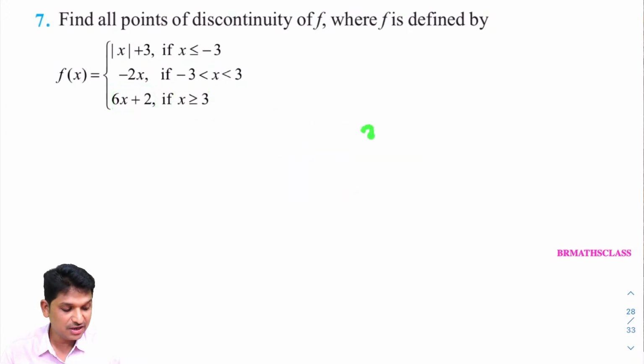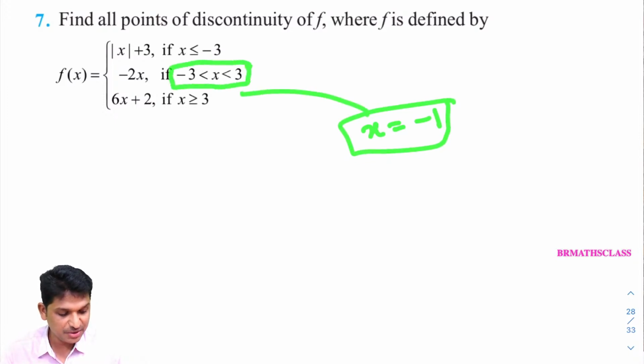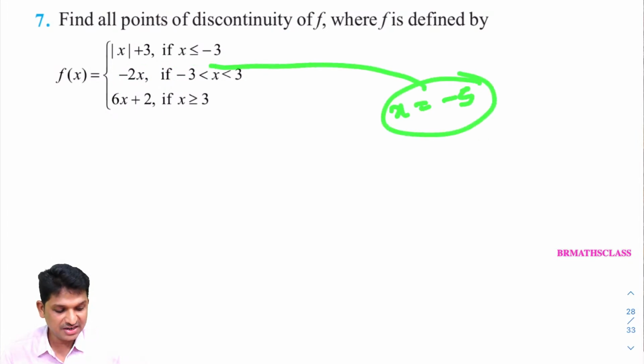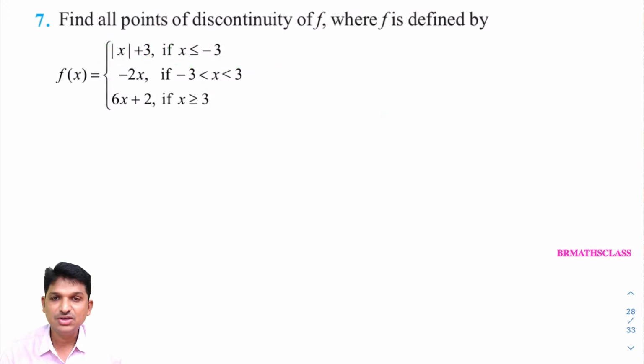X value is minus 1. Which function to choose? Minus 1 is in between minus 3 and plus 3, so we need to choose this function. Suppose x value is minus 5. Minus 5 is less than minus 3, so in this interval minus 5 is there, and at that time we will choose this function. So what you understand is that the domain of this function is all real numbers. This function is defined on all real numbers.